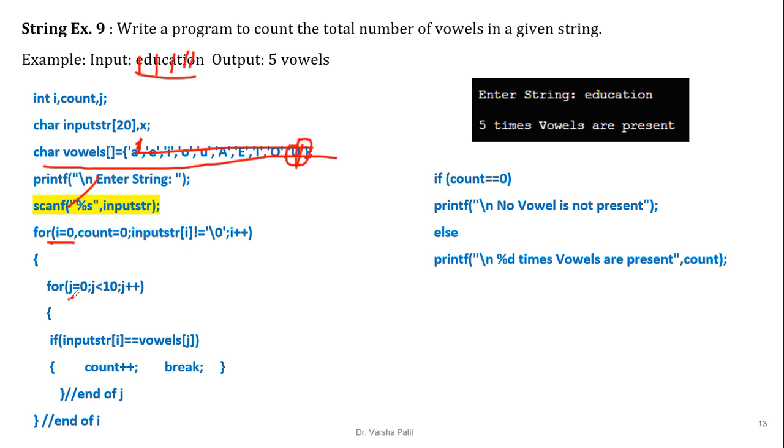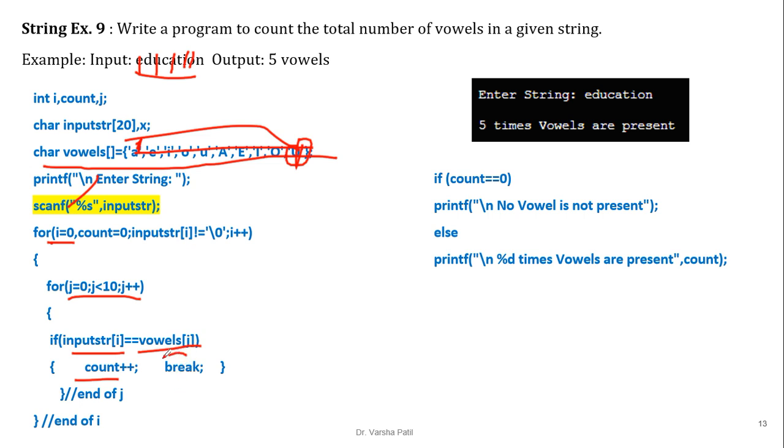So for that, j equal to 0, j is less than 10, j plus plus. If input string of i is equal to vowels of j, then for every character it will check from small a to capital U. If it matches, it will do count plus plus, and it will do break.